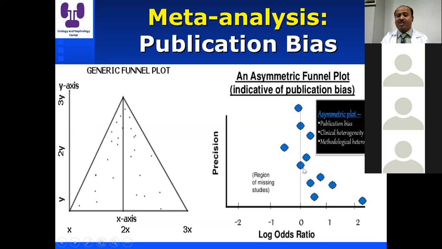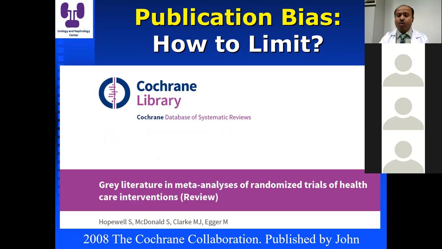And this is an asymmetrical plot. The results are on one side. This means publication bias. So how to know heterogeneity? By a high level of I to the power of 2. How to know publication bias? By an asymmetrical funnel plot. So the forest plot is the figure of meta-analysis, and the funnel plot is the figure of publication bias.